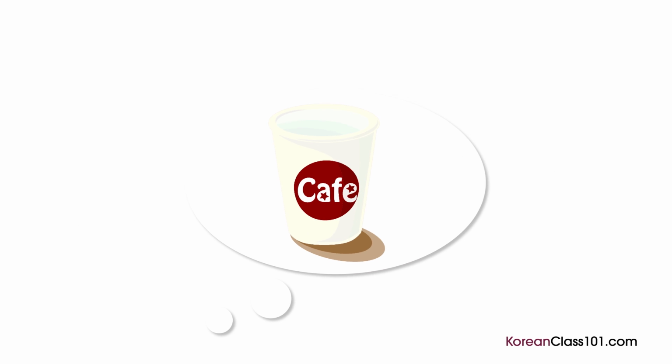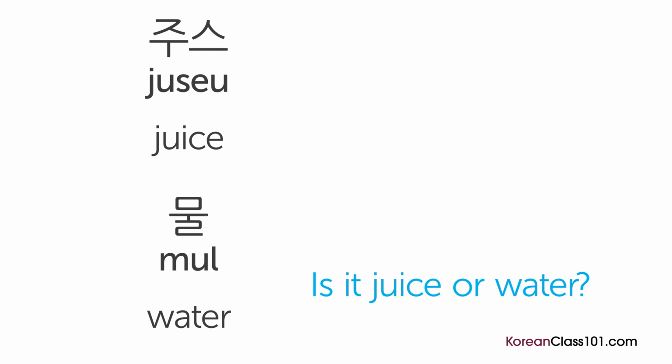One final example would be where you use both. For example, you see a drink on the table and you want to ask, is it juice or water? The Korean word for juice, 주스, ends in a vowel, and the word for water, 물, ends in a consonant. So what do you do? Here's a hint.